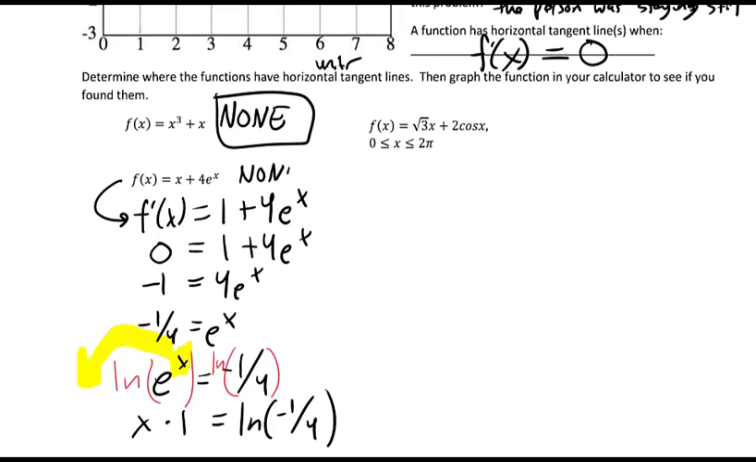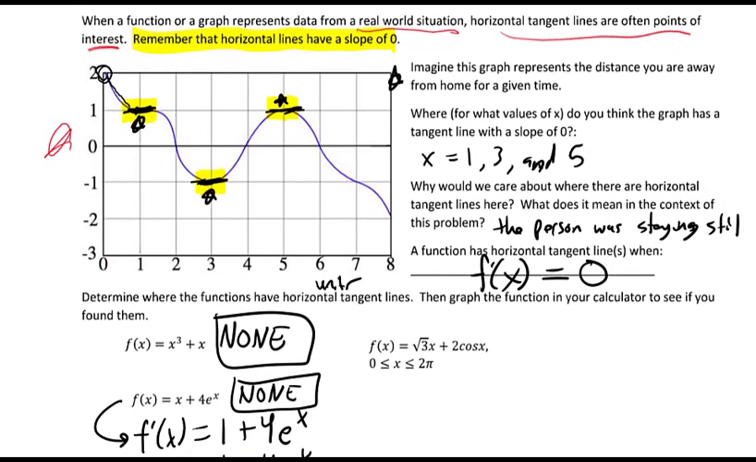So from the algebra, I can see that this is never going to have a horizontal tangent line. Never is the instantaneous slope 0. So again, please pause, practice using your calculator, graph it, and see that there's no horizontal tangent lines. There's nothing where the slope is temporarily 0 like they were on this graph.